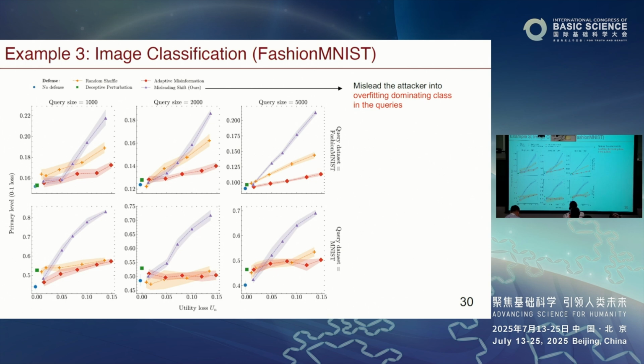Okay, so here is the image classification case. It's for the Fashion MNIST data. Okay, and again, the story is similar, and we have a way to defend our model. Okay, so basically we try to mislead the attacker to overfit the dominating class. Okay, in queries, because we can change the estimated probability in a systematic way to mislead them. Okay, and the graphs are very similar to what we have already seen. I don't want to spend too much time.